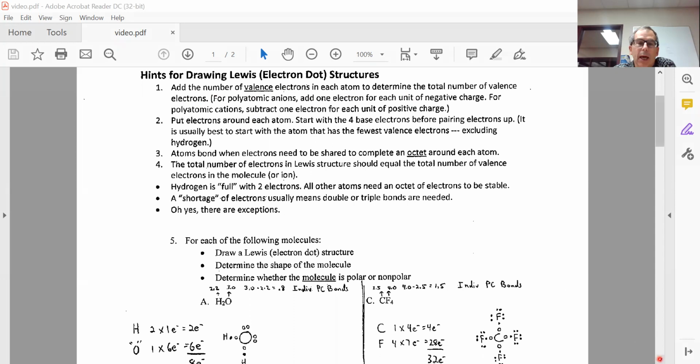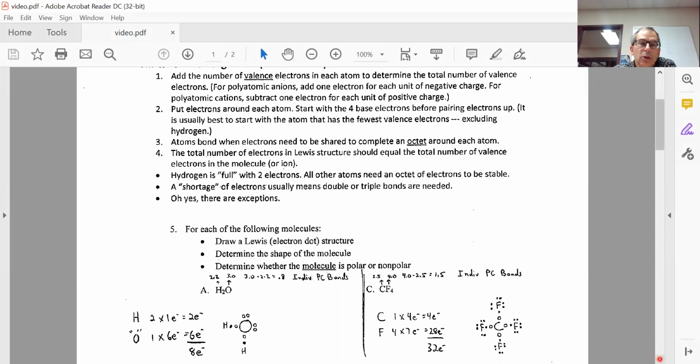So what I did was I took 2 electrons, there's 1 valence electron in hydrogen, but I have 2 of them. So 2 times 1 would be 2 valence electrons. And then oxygen, I have 1 of those with 6 valence electrons. So 2 plus 6 would be a total of 8 valence electrons. Okay, next thing I'm going to do is start with the atom closest to the center of the periodic table, the one that bonds the most, the one with the fewest valence electrons, excluding hydrogen. So I'm going to start with the oxygen.